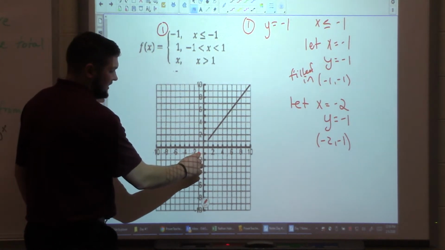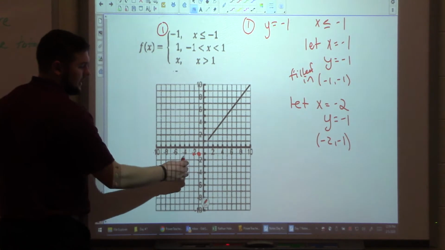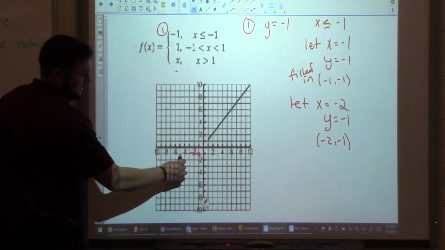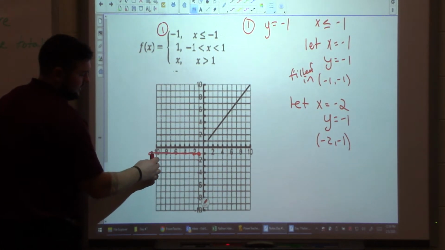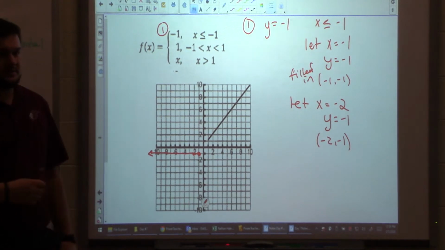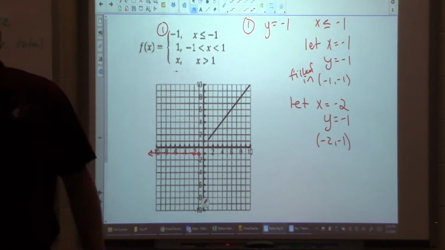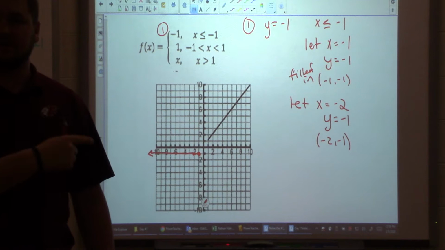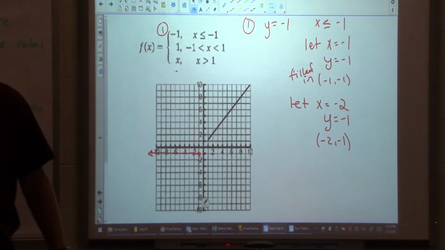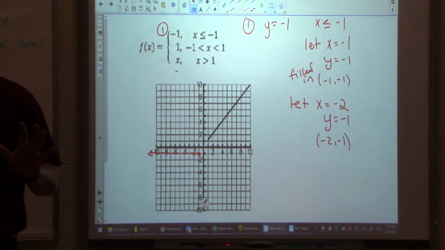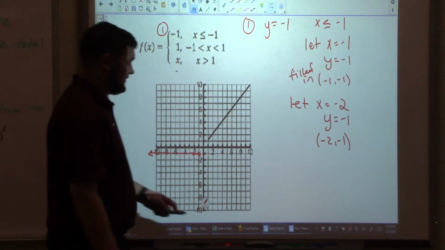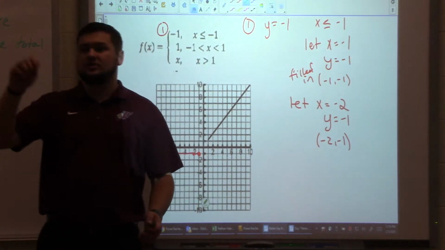So -2, -1, I plot my point, I go for my endpoint, and I draw a line through that directional point using a straight edge. From the endpoint through the directional point and keep going. Okay, we all understand that part? Yes. Okay, now yesterday, there was only a second piece, and you do the same thing.